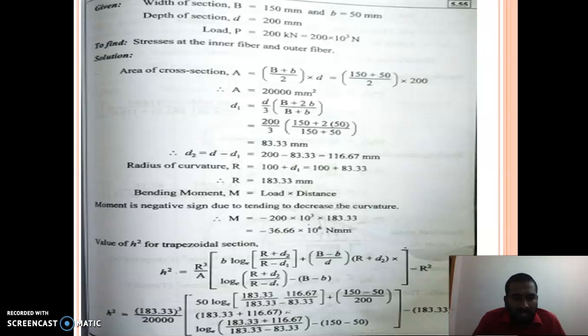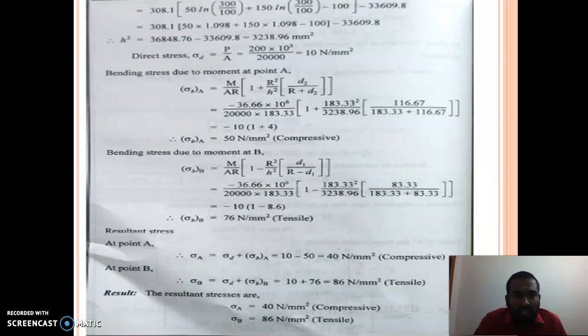So now we are calculating h square for the trapezoidal section. This is a large formula, but luckily we know all the terms in it. The radius of curvature we have calculated is 183.33. The area of the trapezoidal section we know. Small b is 50 mm. The radius is 183.33 again. D1 is 83.33 and D2 is 116.67 mm. Upon substituting these terms in this large expression, if you do it correctly, you will get h square as 3238.96 mm square.